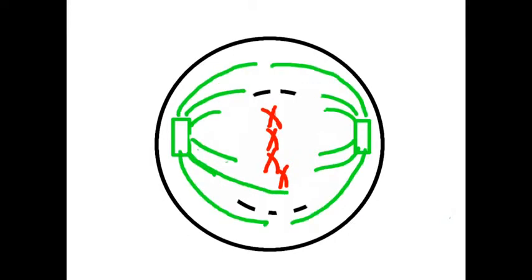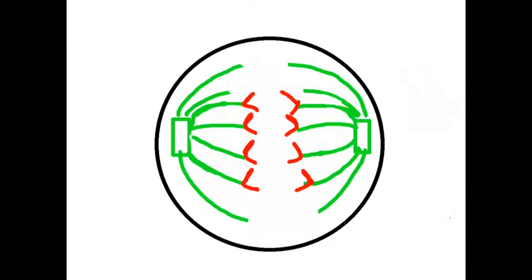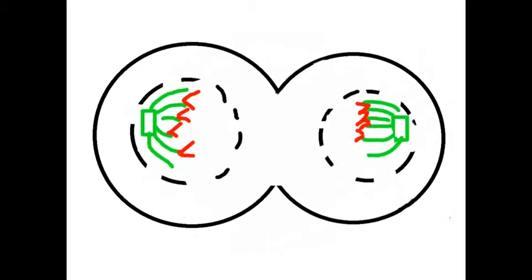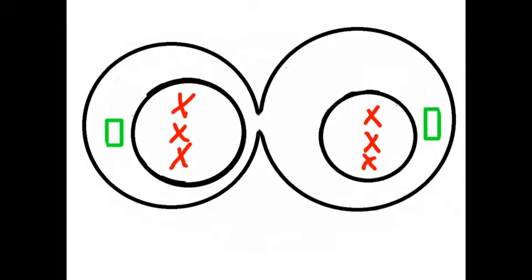The spindle fibers start to stretch out, anaphase begins, and the spindles pull the chromatids apart and move them toward the poles. In telophase, the nuclei reform and the cell splits into two identical daughter cells after cytokinesis splits the cytoplasm.